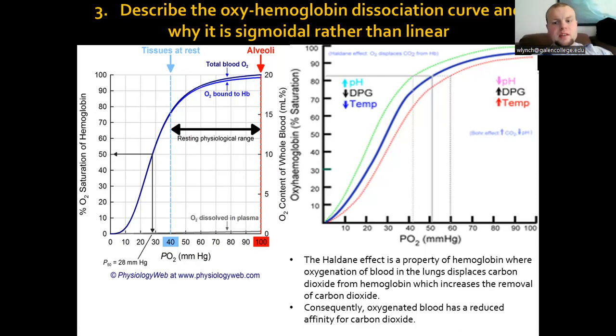The Haldane effect is going to be binding of oxygen and oxygenation of hemoglobin when we have high binding of hemoglobin with carbon dioxide. So oxygenated blood has a reduced affinity for carbon dioxide.